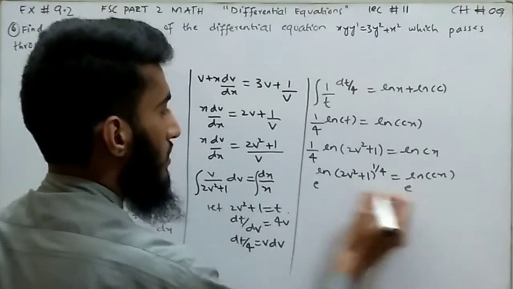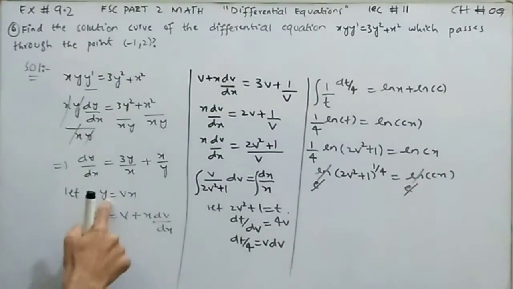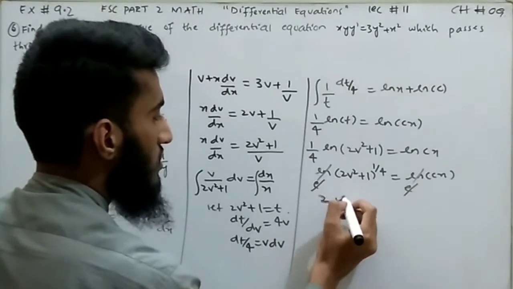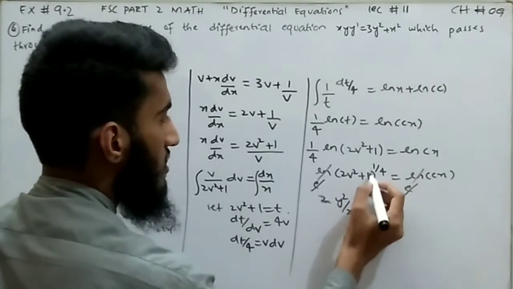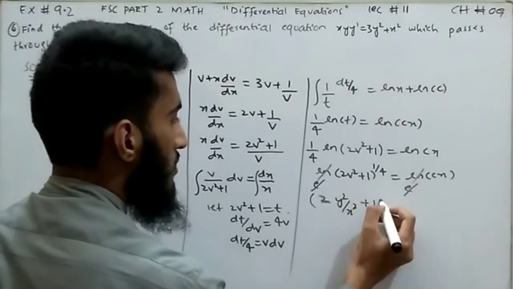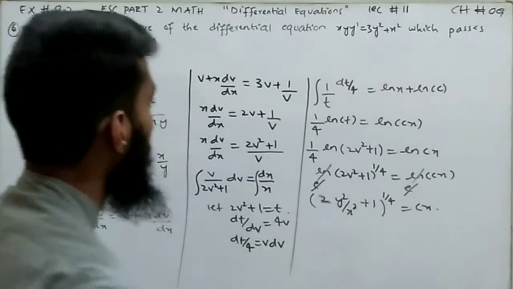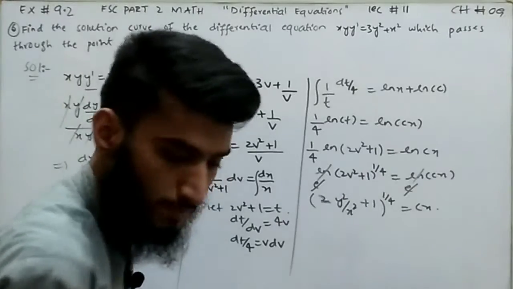Taking exponential on both sides, they cancel with each other, and we are left with 2v square plus 1. v is actually y by x, so it becomes 2 into y square by x square, because v is y by x, so 2y square over x square plus 1 raised to the power 1 over 4 is equal to cx. Now this curve is passing through the point -1, 2, so I solve it further.